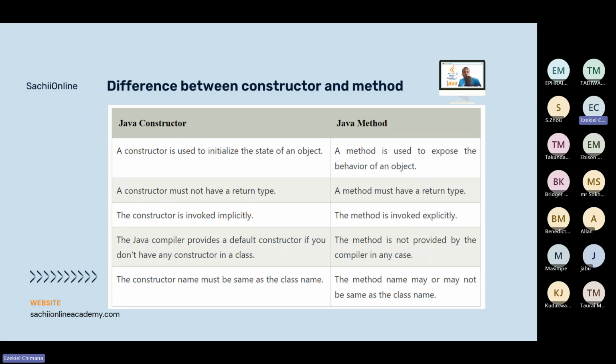So a constructor must not have a return type, but a method must have a return type.